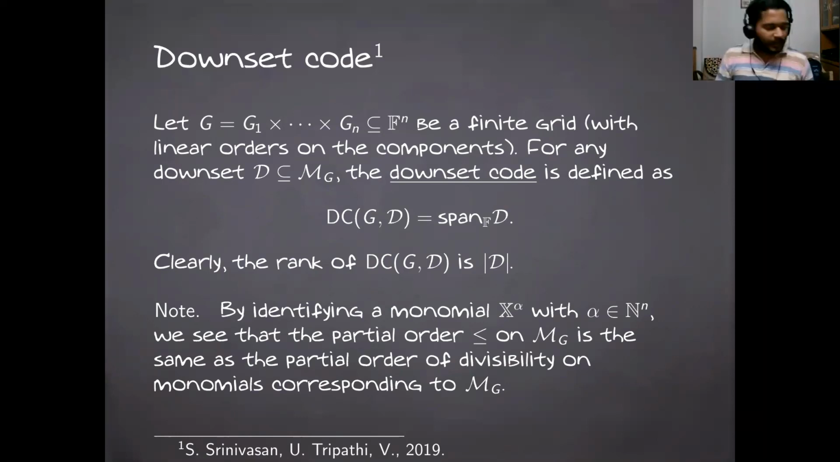So when you take downset codes, you have this added property that given a monomial function, every factor is also going to be in the same space. You don't jump out. So you can do division, you can do substitution into a few coordinates, you can do projections. You will still remain within the same subspace. That's a good property.